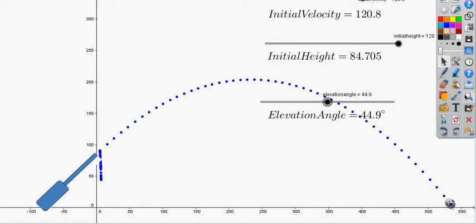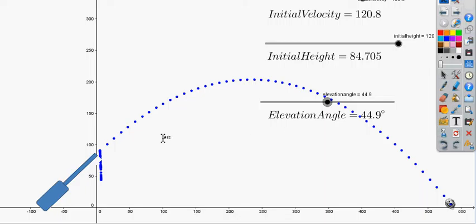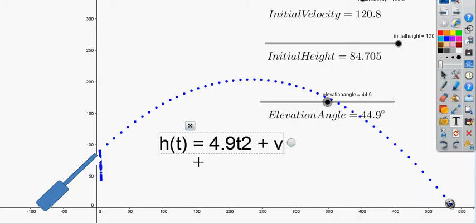And when we say a function, I'm going to say h of t equals 4.9 t squared plus the initial velocity v times t, I'll say v0 times t, plus h0, the initial height. Give me a moment.